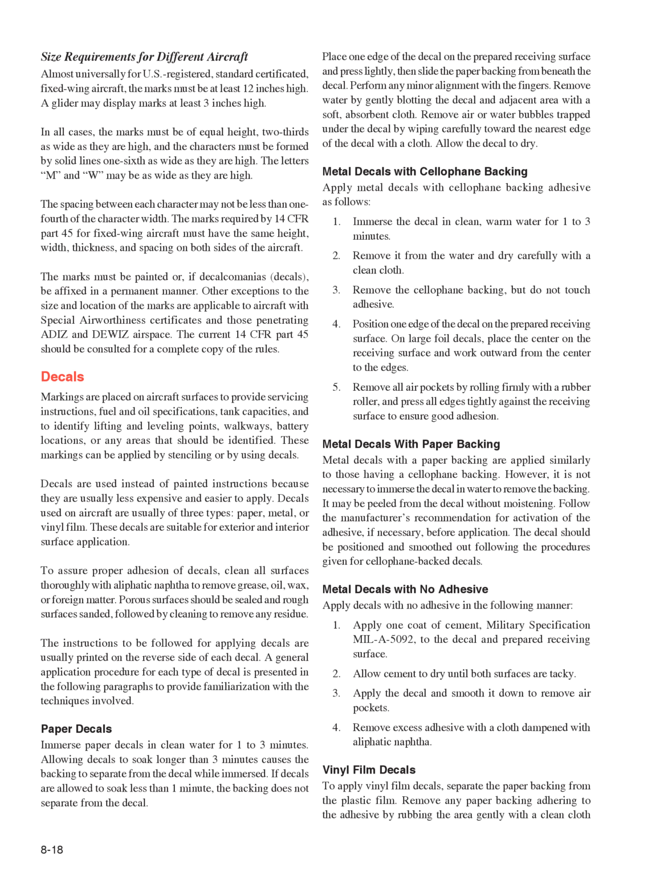Metal decals with no adhesive. Apply decals with no adhesive in the following manner. 1. Apply 1 coat of cement, military specification Mil A5092, to the decal and prepared receiving surface. 2. Allow cement to dry until both surfaces are tacky. 3. Apply the decal and smooth it down to remove air pockets. 4. Remove excess adhesive with a cloth dampened with aliphatic naphtha.